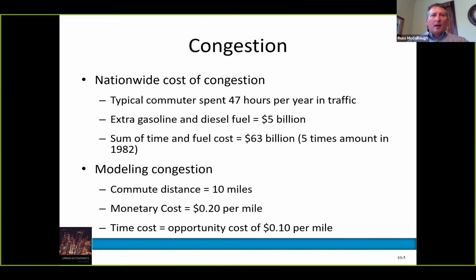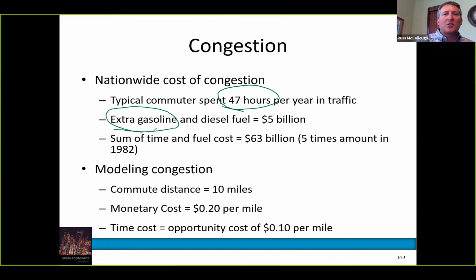All right, so 47 hours. This is just some fun facts from the chapter. The typical consumer spends 47 hours in traffic. That's one reason I like my 30-second commute. I don't like traffic at all. I think most people don't, but some people just get used to it.